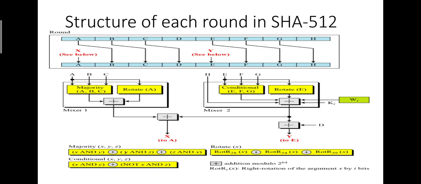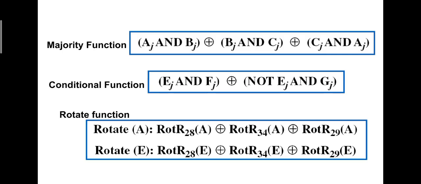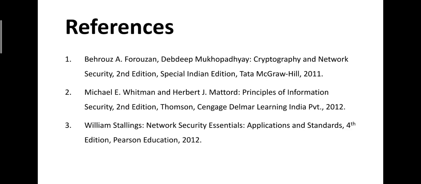The majority function is (Aj AND Bj) XOR (Bj AND Cj) XOR (Cj AND Aj). The conditional function is (Ej AND Fj) XOR (NOT Ej AND Gj). The rotate function is Rotate(A) equal to ROTR28(A) XOR ROTR34(A) XOR ROTR39(A). The reference books are by Forouzan and also William Stallings.